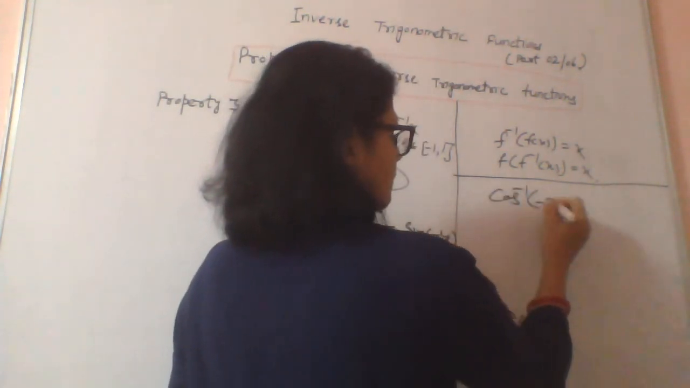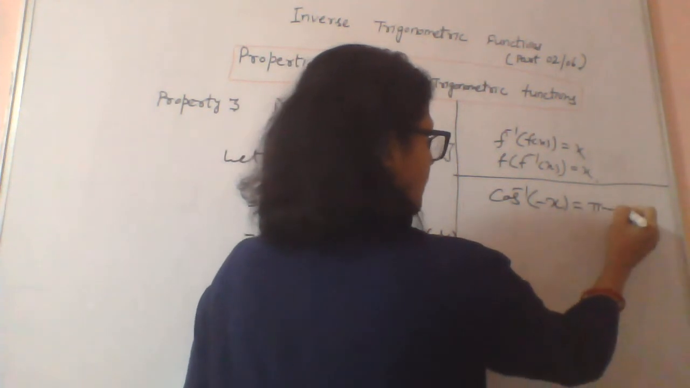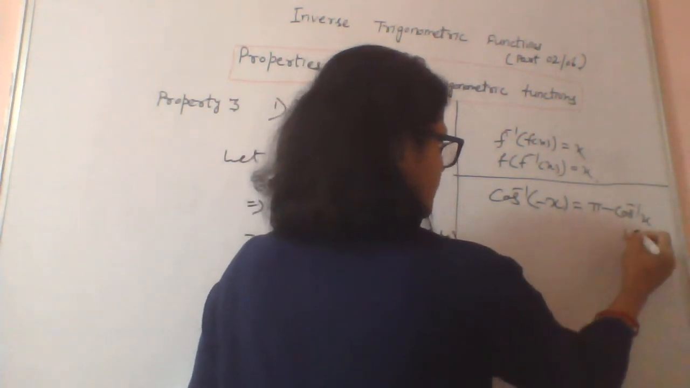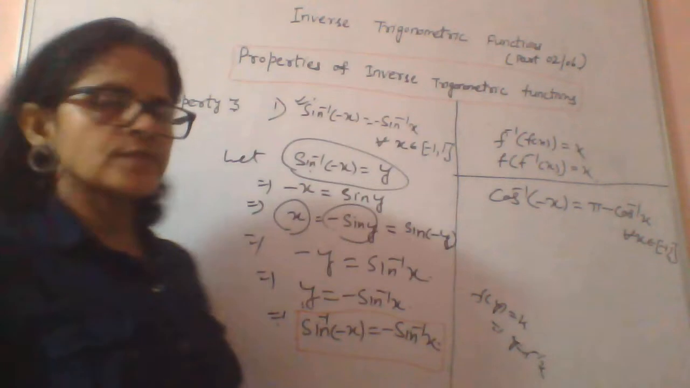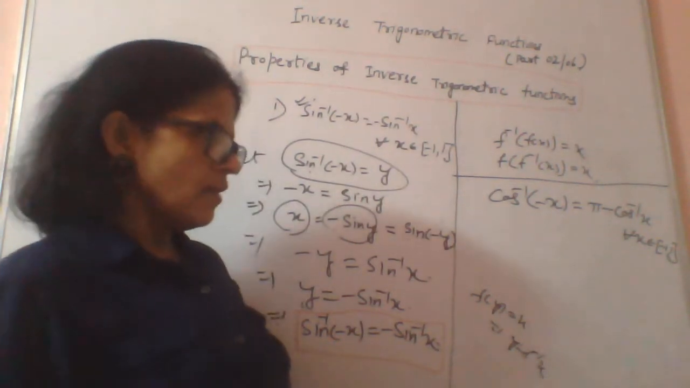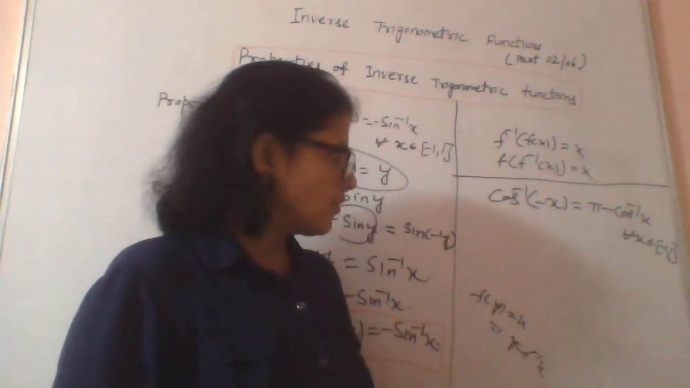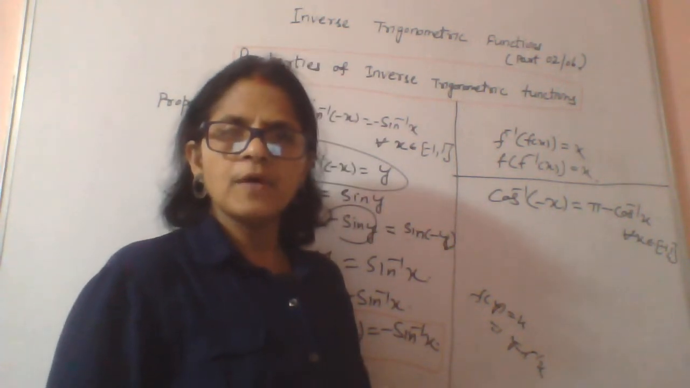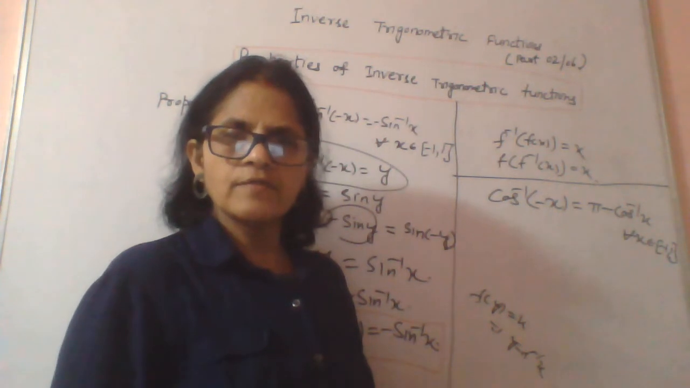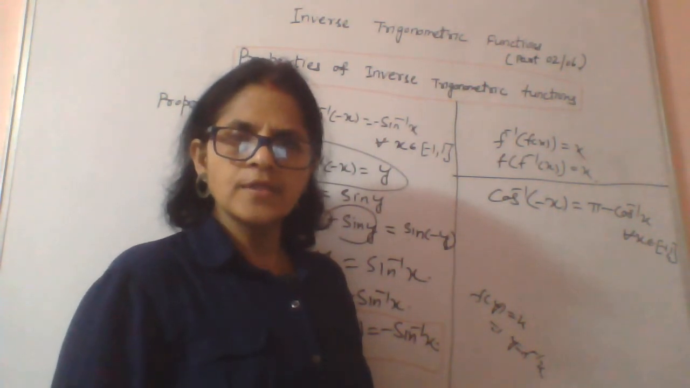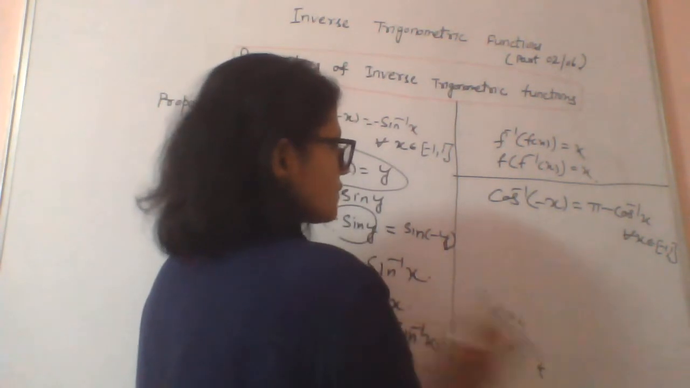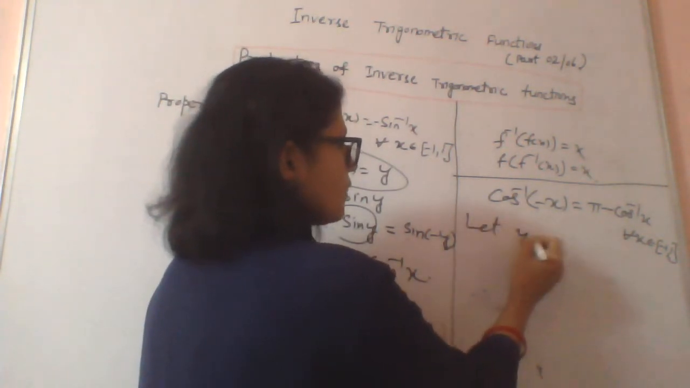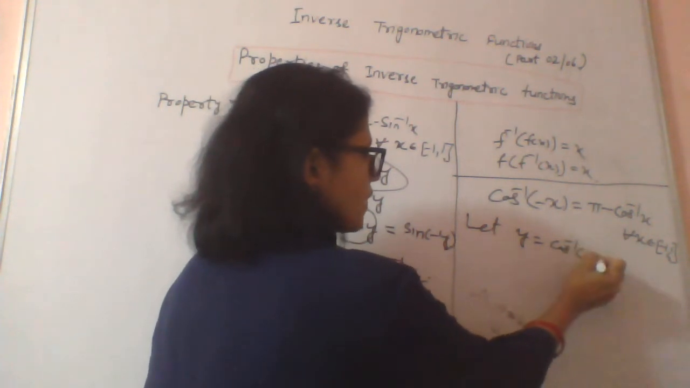Cos inverse minus x equal to pi minus cos inverse x, for all x belonging to minus 1 to 1. Here you see cos inverse minus x equal to pi minus cos inverse x, and as we know, the principal value branch of cos inverse is the closed interval 0 to pi. It means in case of cos inverse we are covering the first quadrant as well as the second quadrant. So let's start with this. Let y equal to cos inverse minus x.